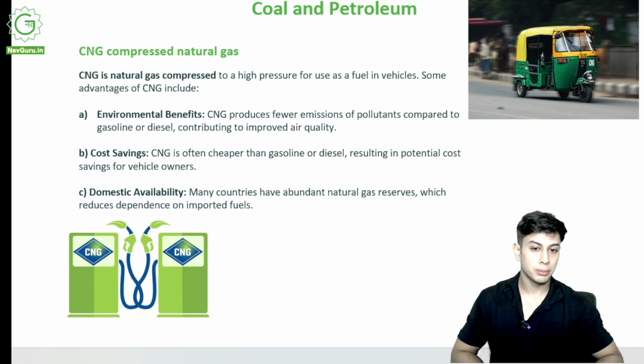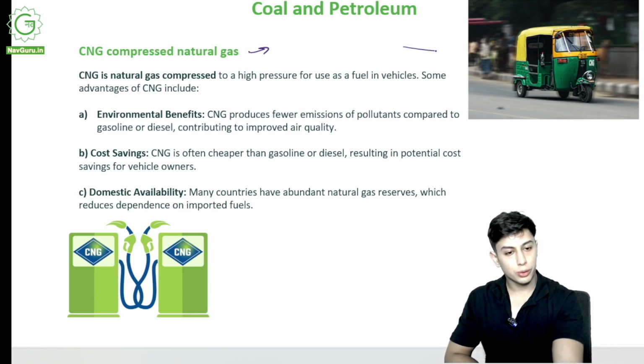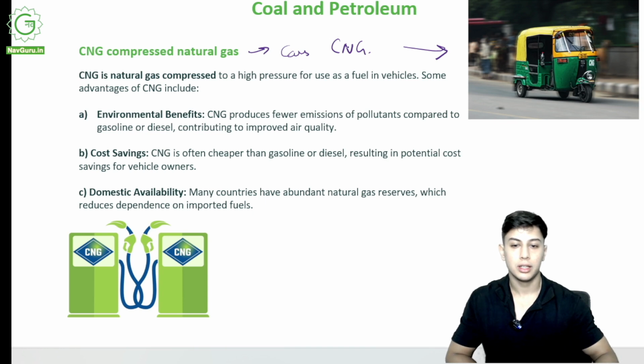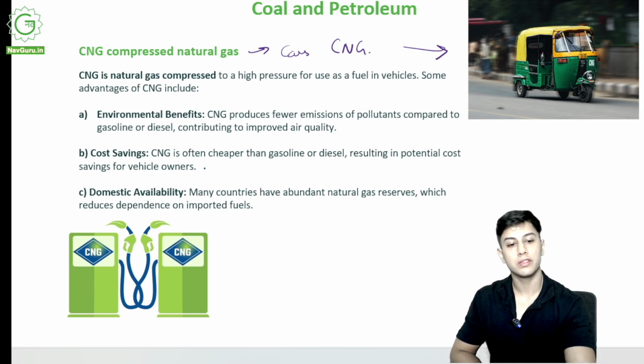Now I come to compressed natural gas. What is compressed natural gas? CNG. We have seen autos, they use CNG. We have seen cars, they use CNG. CNG is natural gas compressed to a high pressure for use as fuel in vehicles.